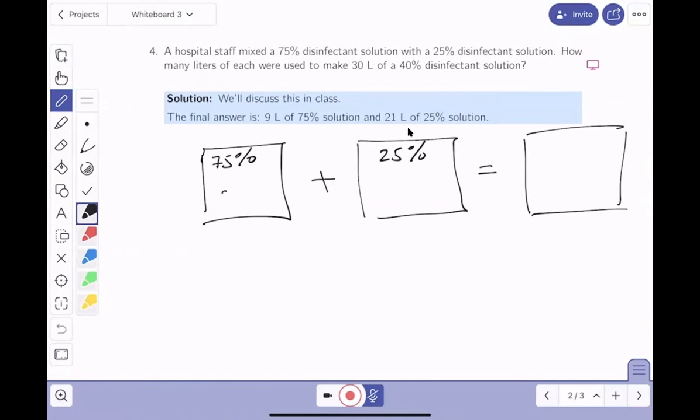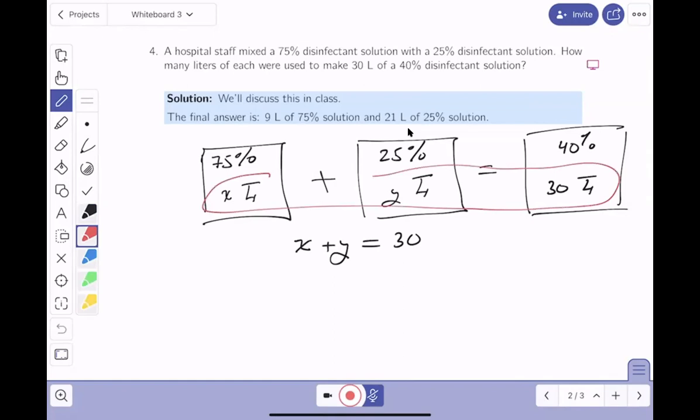All right. So how many liters of each? I don't know. X liters, Y liters. This should be reminiscent of the last problem. How many liters of each should be mixed to make 30 liters of a 40% solution? Well, I think I can write things down now. What can I write down? X plus Y is equal to 30. Let me circle what I just said over here. That should make sense.